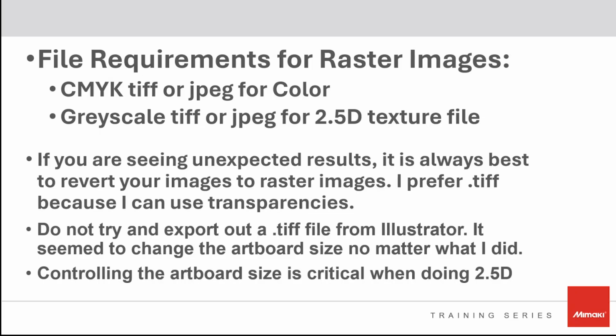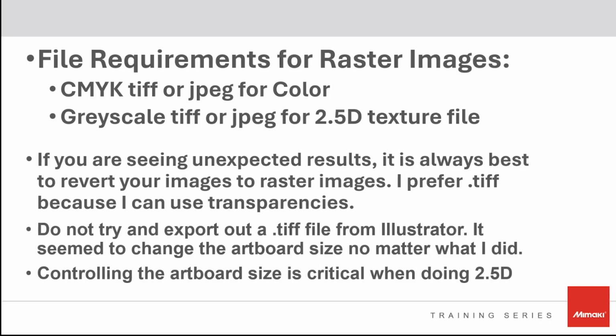So if you're seeing unexpected results with any of your vector or PDFs, or maybe you are working with a PNG, it's always best to revert this image in its color state to a raster image and make it a TIFF, save that out, and then start working on your texture and your gray file.